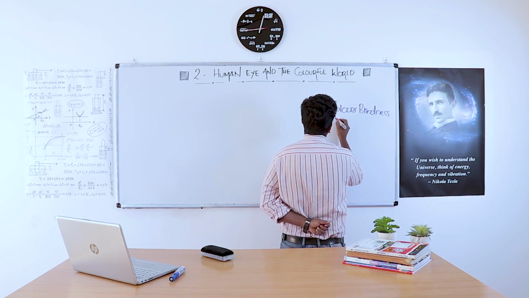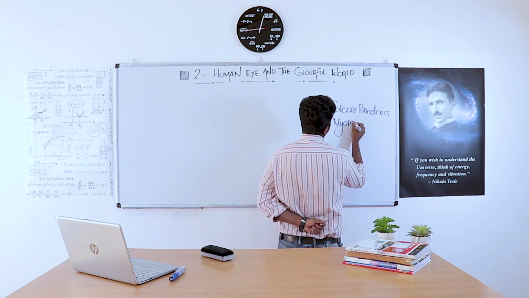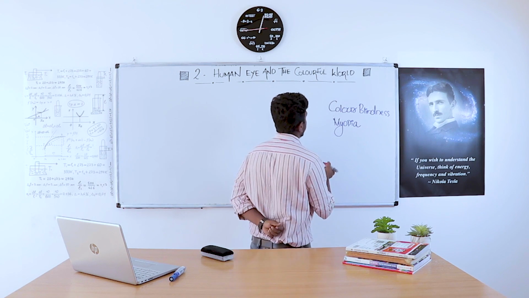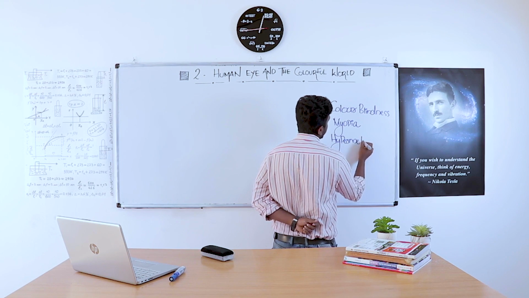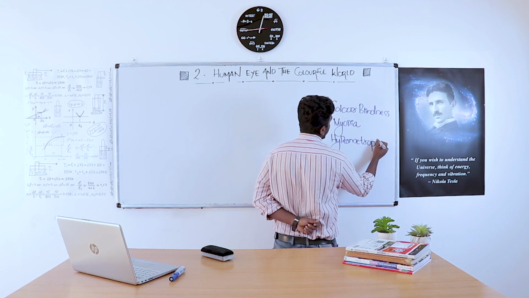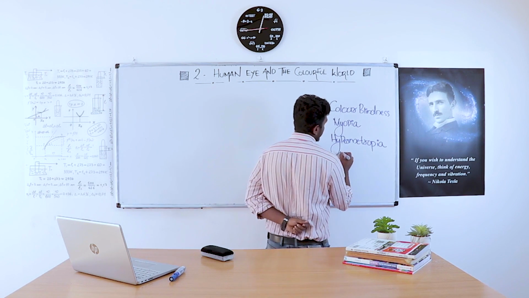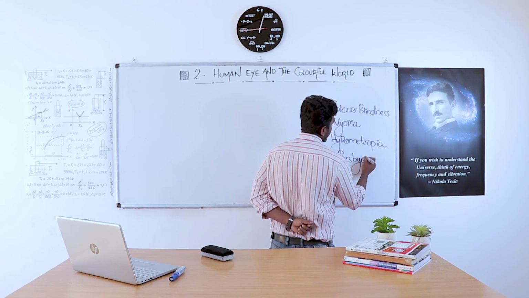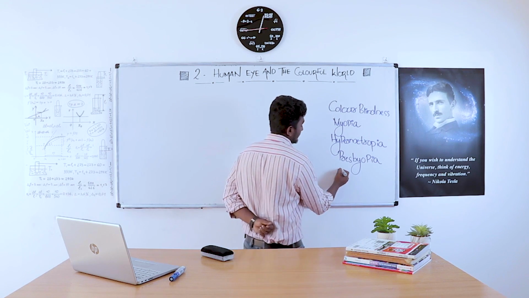The next defect we need to discuss is myopia or short-sightedness. Next is hypermetropia or long-sightedness. The next one is presbyopia.